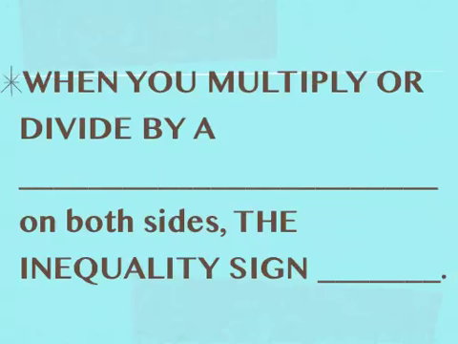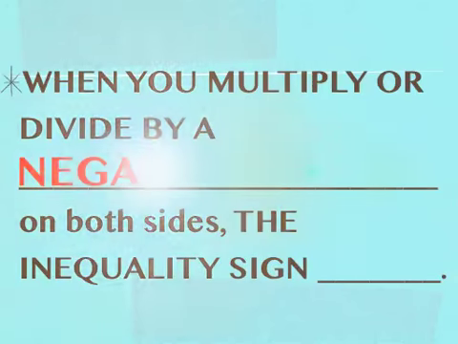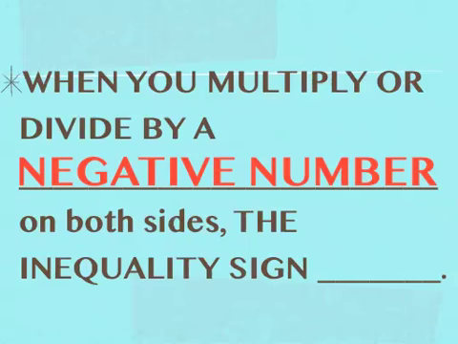When you multiply or divide by a negative number on both sides, the inequality sign is going to flip. Notice that it's only talking about when you are multiplying or dividing by a negative number on both sides of the inequality sign. So if in your inverse operations you need to multiply both sides by a negative number, only your sign is going to flip, which means if it was less than, it's going to be greater than. If it was greater than, then it's going to be less than.